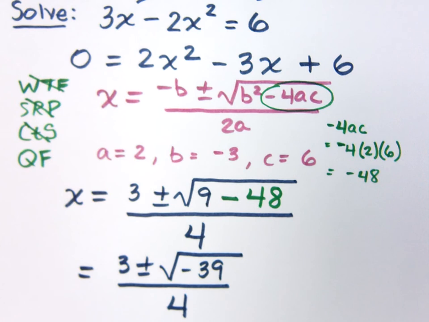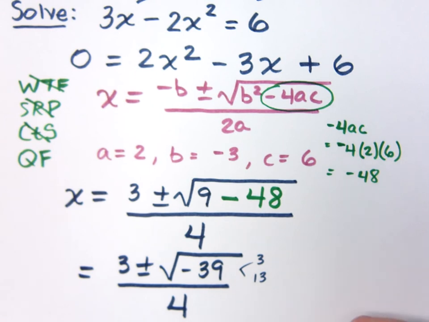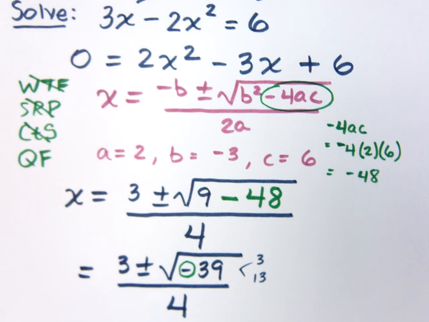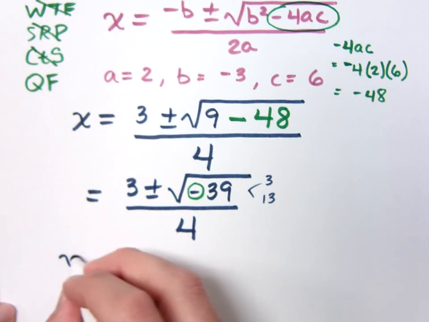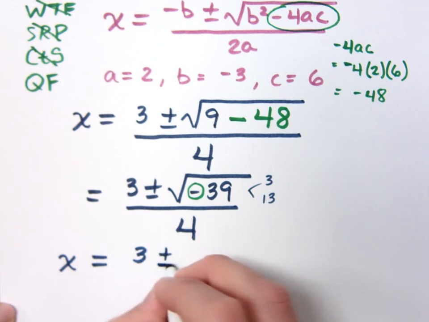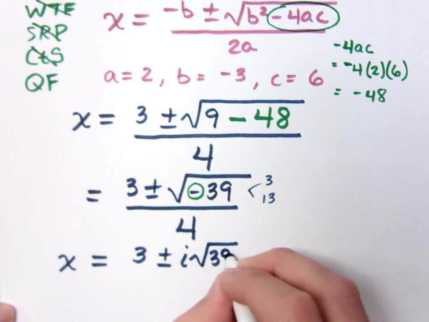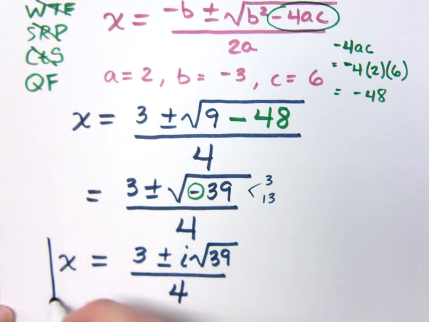Is there anything special I can do with 39? You have to take the negative out and put i. Right, in terms of its factors, it's just 3 times 13, so nothing special there. But I do have that negative. So when I finish this, I get that x equals 3, what? Plus or minus i square root of 39, all over 4. What do you guys think?